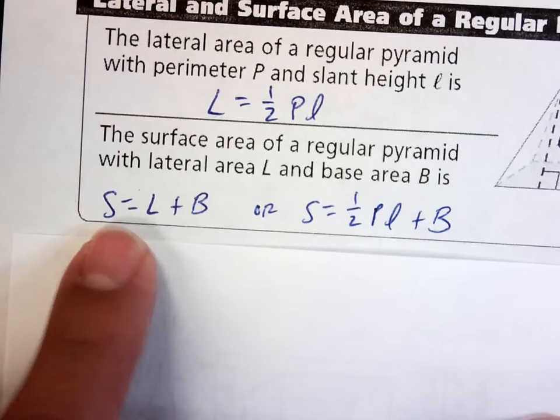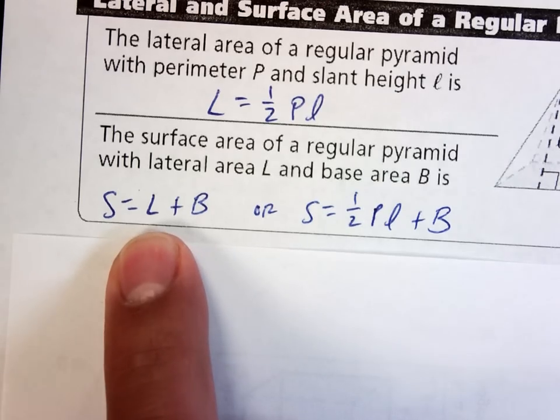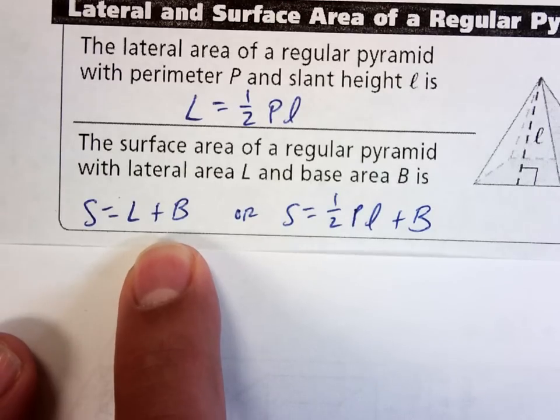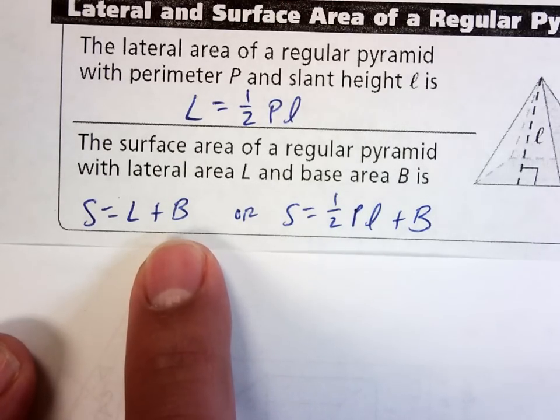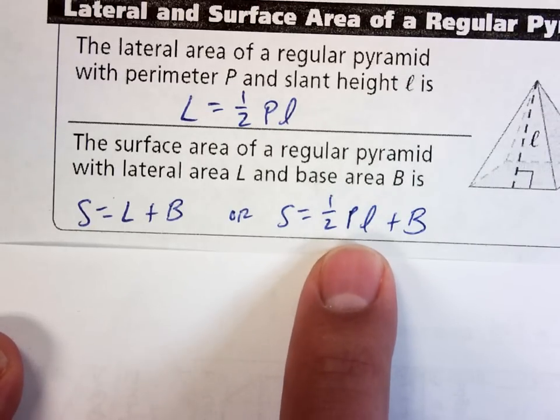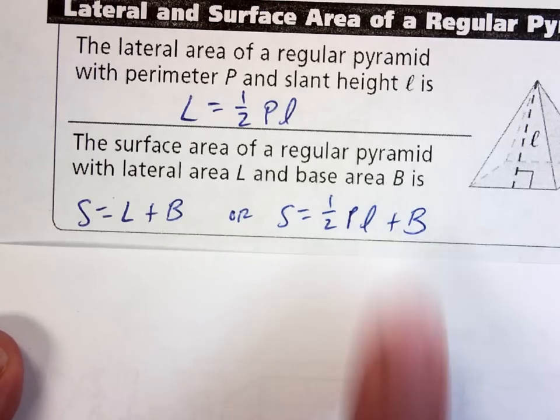If you wanted the total area, of course, the total surface area equals the lateral area plus big B, and again, that big B is the area of the base. So unlike prisms, I only have one base now. So I don't have to multiply that base by 2 because I only have one base. Or, of course, it's 1/2 perimeter of the base times the slant height plus the area of the base.